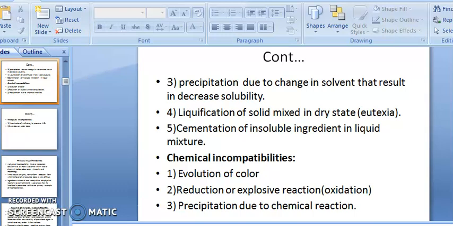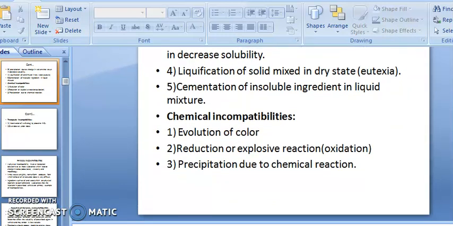Cementation of insoluble ingredient in liquid mixture. When we are preparing or combining two mixtures or two liquids, there is a formation of a cement-like structure. It means that a hard cake was found, which means there is a physical incompatibility. Then chemical incompatibility. Chemical incompatibility may occur because of evolution of color.